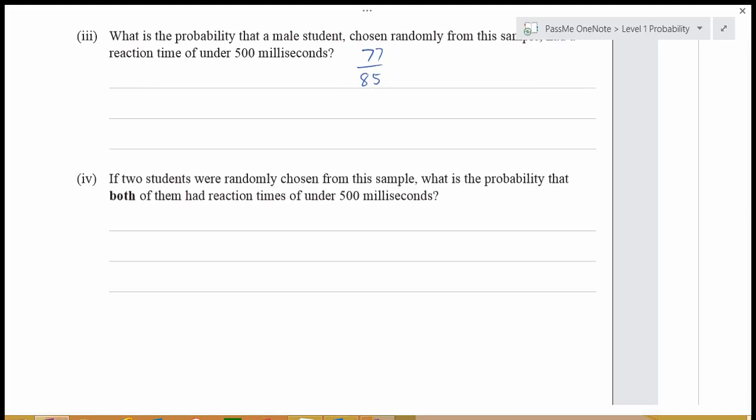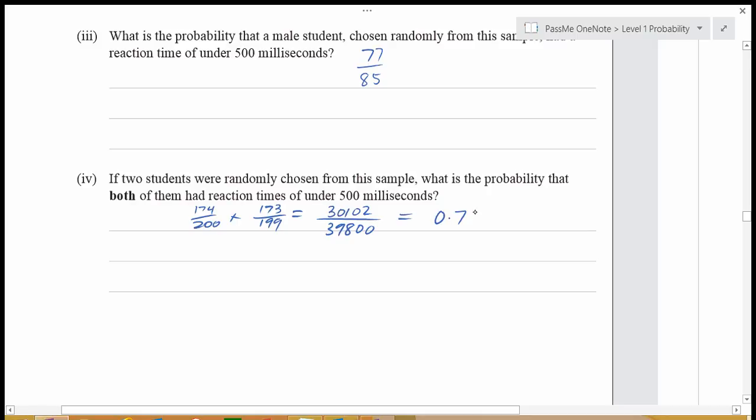And our last question, if two students were randomly chosen from the sample, what is the probability that both of them had reaction times of under 500 milliseconds? So for the first one, we've got 174 out of 200, and for the second one there's going to be one less, so it's going to be 173 out of 199, and that's going to give us a fraction of 30102 over 39800, which is a little bit difficult to understand, so putting it into a decimal is not a bad idea. So we could write that as 0.7563 if we wanted to.